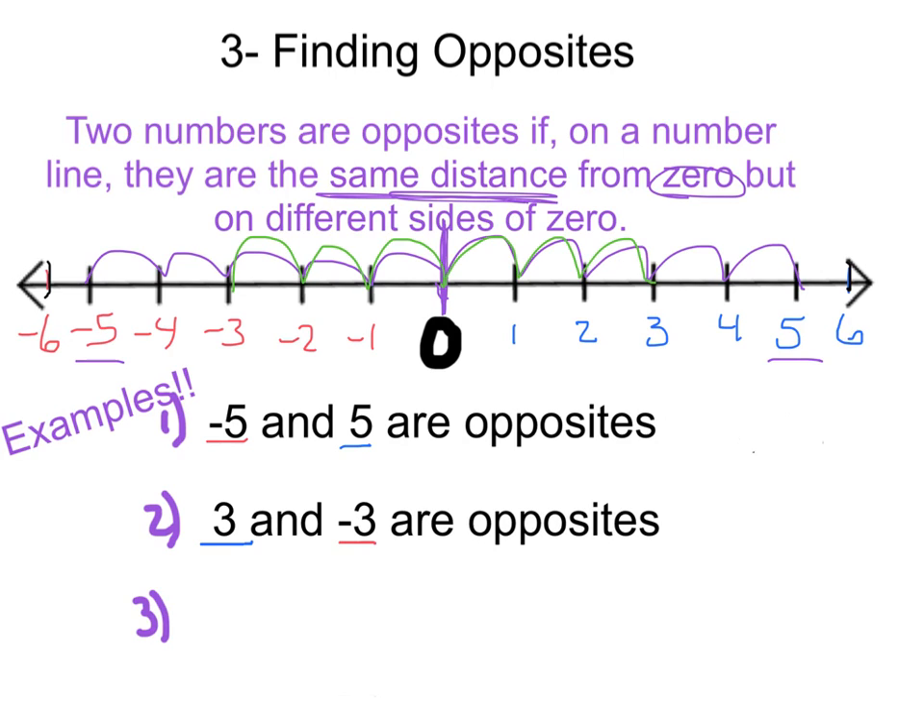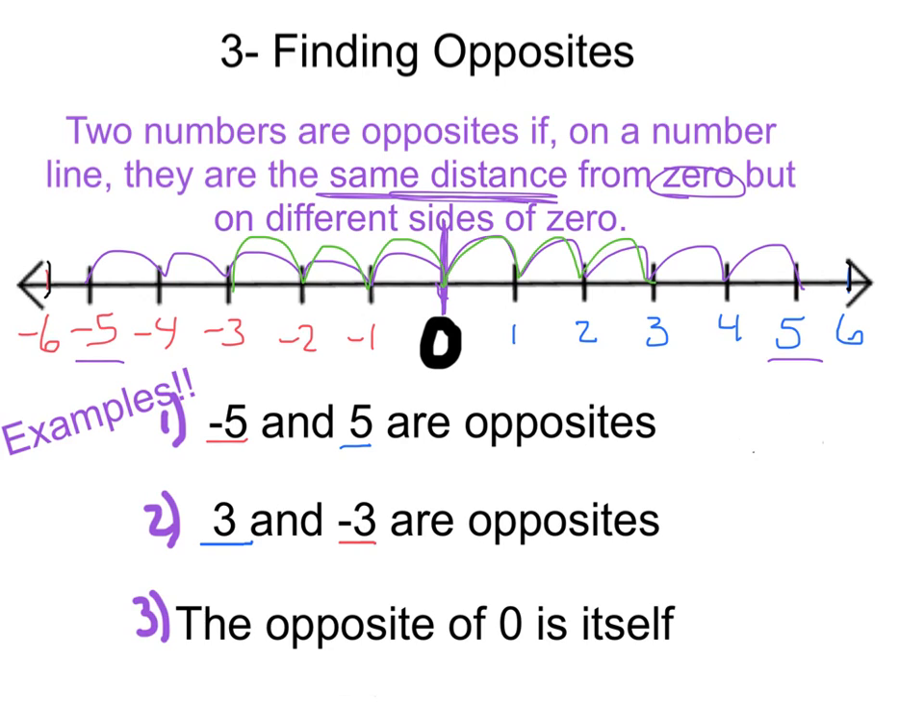Now what about our last one? What about 0? The opposite of 0 is, can you guess it? Well, it's itself. Since 0 is not positive or negative, its own opposite is itself. Because I can't go to the left or to the right, the opposite of 0 is just 0.